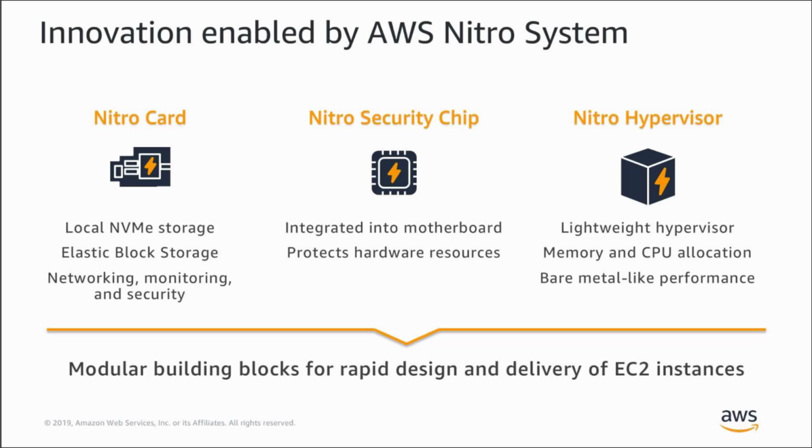Then there's the Nitro Security chip. This Nitro Security chip is integrated into the motherboard and protects all the hardware resources within EC2. And then we have the Nitro Hypervisor. This is a lightweight, purpose-built hypervisor that limits the memory and CPU allocation to all the customers and offers you bare metal-like performance. So these modular building blocks allow for rapid design and delivery of all the different EC2 instance types in our latest generations.